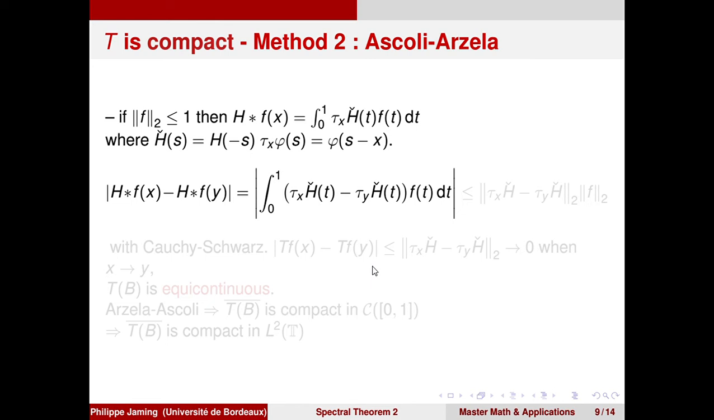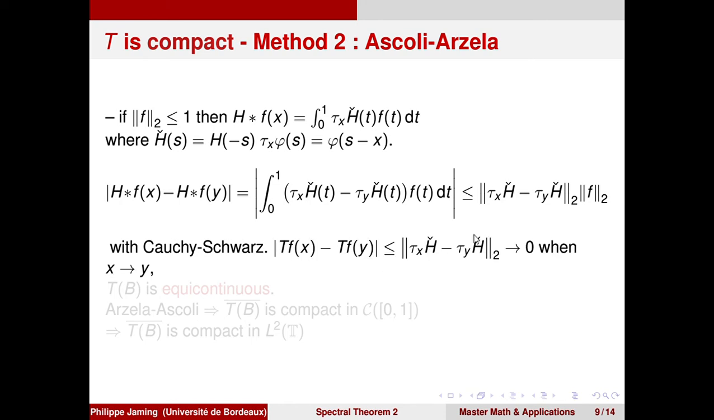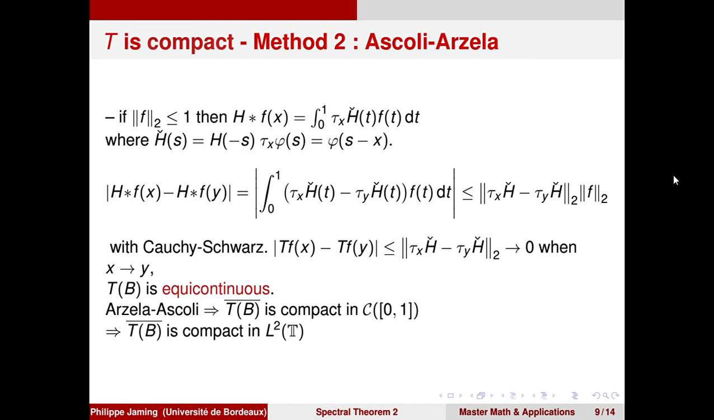And then H convolved with F in x minus H convolved with F in y is just the integral over 0,1 of tau x H check minus tau y H check times F of t. You do Cauchy-Schwarz, and then you use the fact that translations are bounded, and the F here goes because we have assumed that the norm of F is less than 1. So we get equicontinuity. So T of B is compact in C of 0,1, therefore in L2 of T. So the operator T is compact.